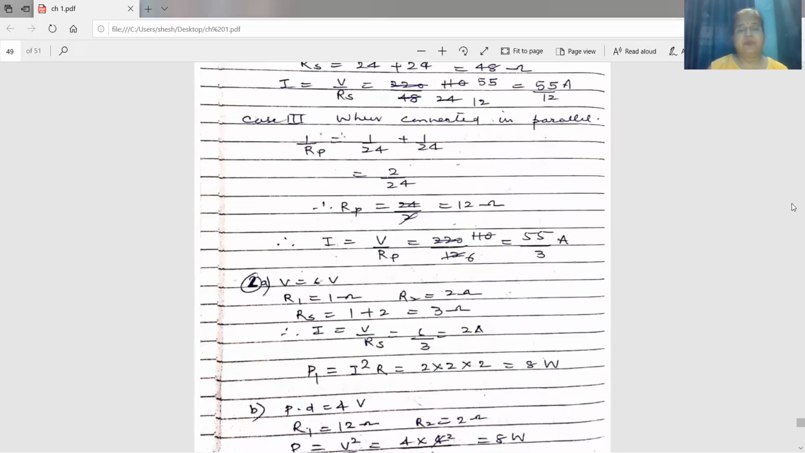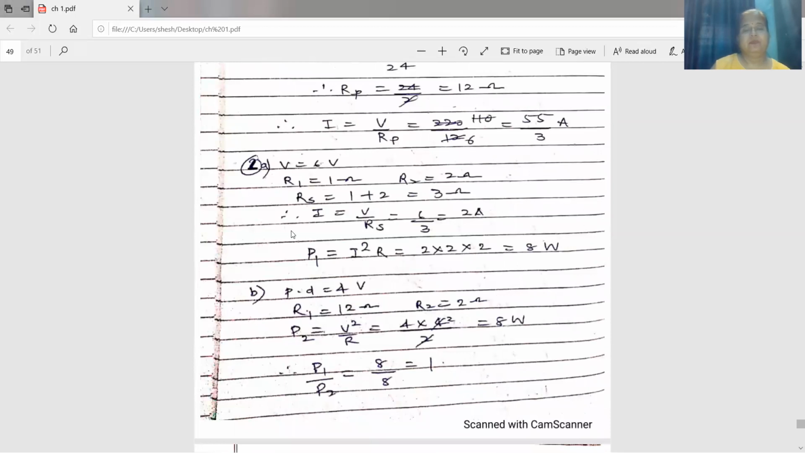I equals V by R. V is 6, R is 3, so you are getting 2 ampere. And then find out the power. Power, let it be P1, equals I square R. I square, you will write 2 into 2, and R is also 2. So you are getting 8 watt.